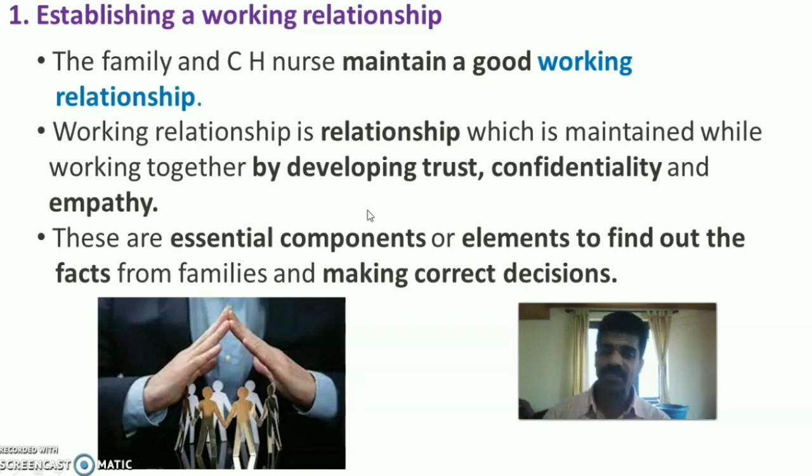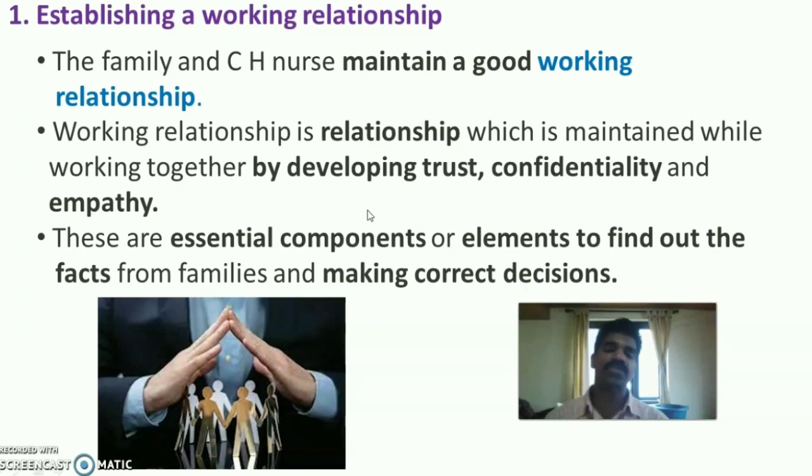So it is a relationship between the family members and the community health nurse which is maintained while working together in association with the family nursing process by developing trust in each other, then maintaining the confidentiality of the problems or the topic and showing empathy to each other. So working relationship is a relationship which is maintained while working together by developing trust, confidentiality and empathy.